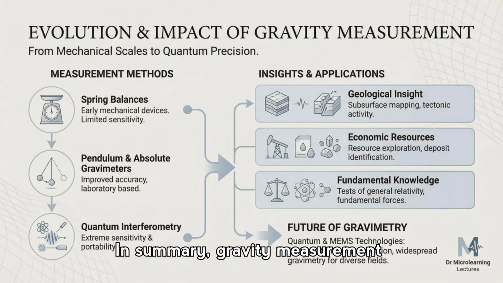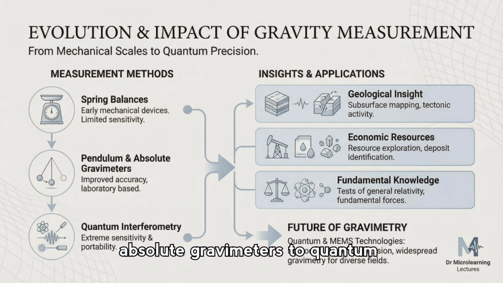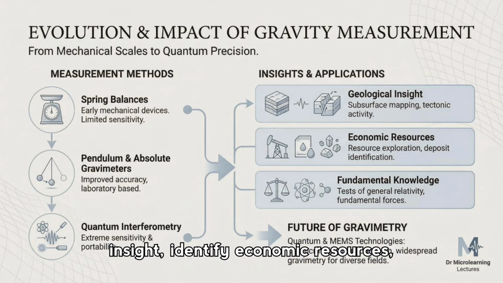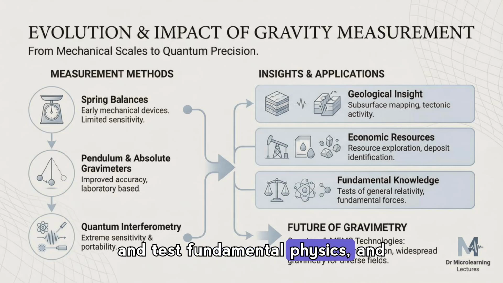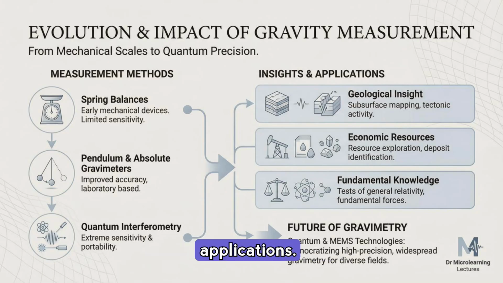In summary, gravity measurement has evolved from simple spring balances through pendulums and absolute gravimeters to quantum interferometry, each stage improving sensitivity and portability. These methods provide geological insight, identify economic resources, and test fundamental physics, and the next wave of quantum and MEMS technologies promises to democratize high-precision gravimetry for many new applications.